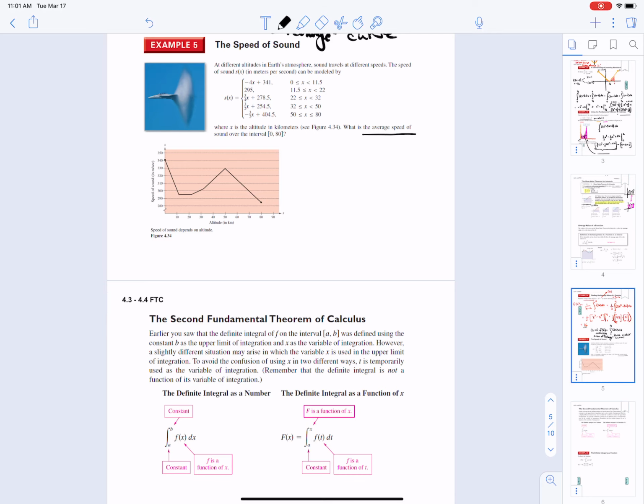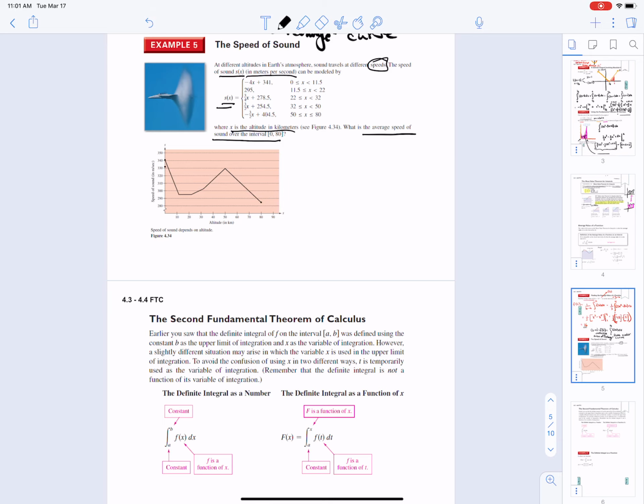So at different altitudes in the Earth's atmosphere, sound travels at different speeds. The speed of sound, so now they're using S of x. Don't let that confuse you with position. They're actually using S of x, represented in meters per second, to talk about the speed, and x is the altitude in kilometers. And they want to know what is the average speed over the time interval 0 to 80.